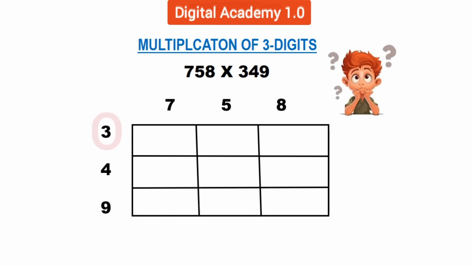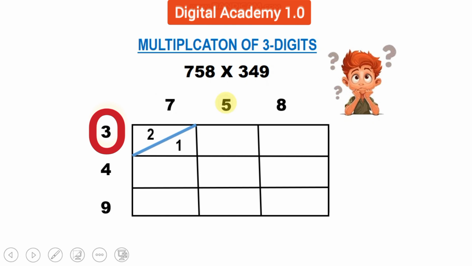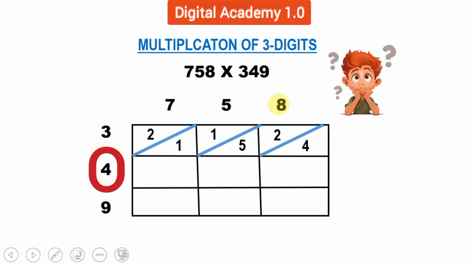Step 1. Take digit 3 and multiply all the values by using lines. 3 times 7 equals 21. 3 times 5 equals 15. 3 times 8 equals 24. Next take 4. 4 times 7 equals 28. 4 times 5 equals 20. 4 times 8 equals 32.